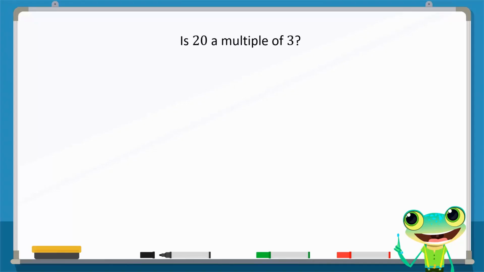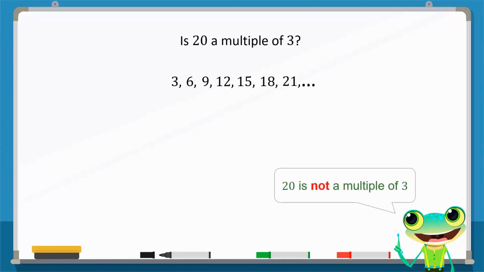Look at this example. Is 20 a multiple of 3? The multiples of 3 are 3, 6, 9, 12, 15, 18, 21, and so on. See that 20 is not included as a multiple of 3.